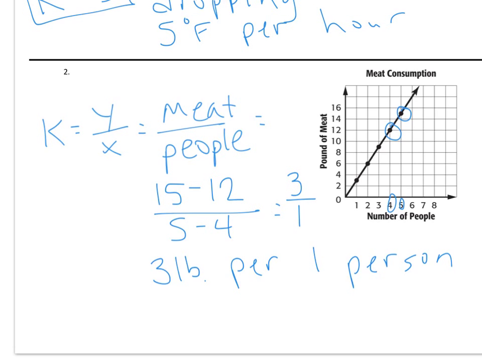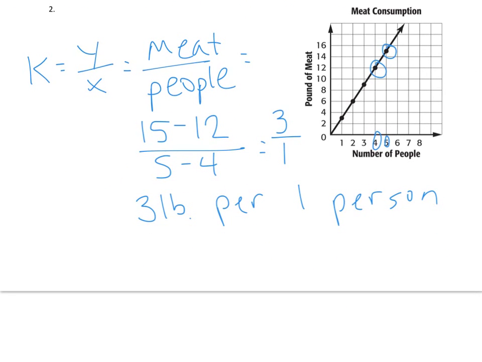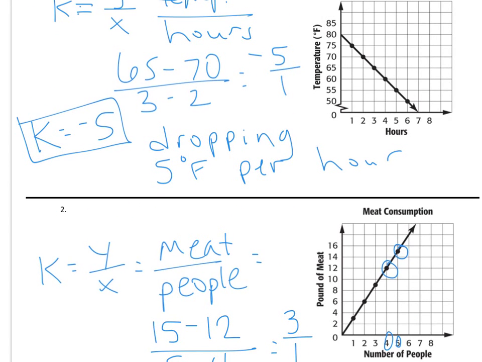Oh, before I forget, your K is 3 pounds. This is your K, so your rate of change is 3. So K in this problem would be 3. And let me make sure I did it for the other one. Yep, I did remember to put K equals negative 5.